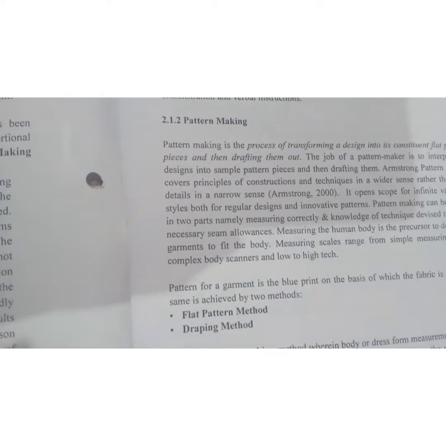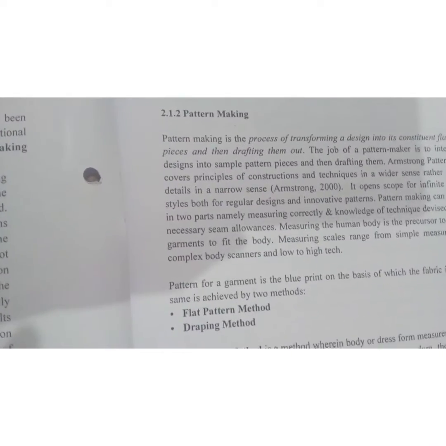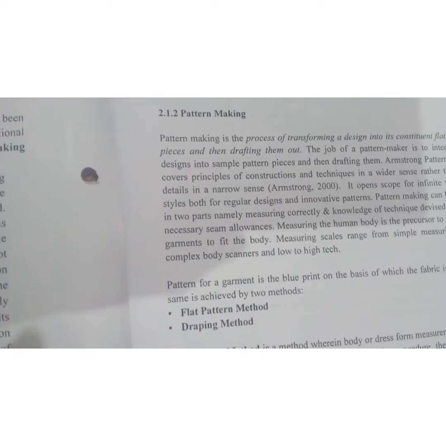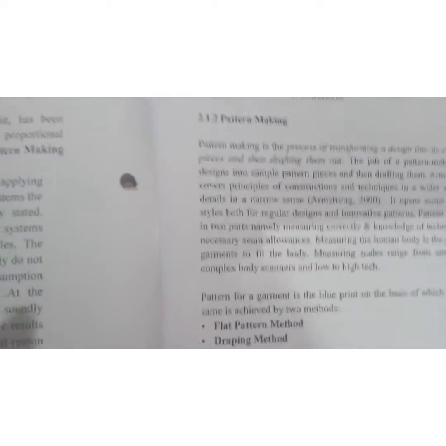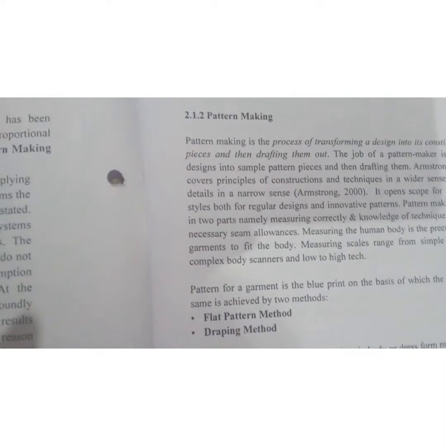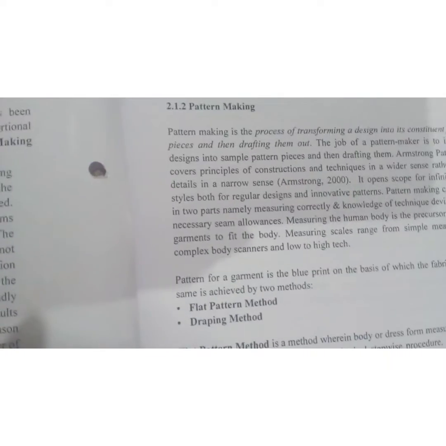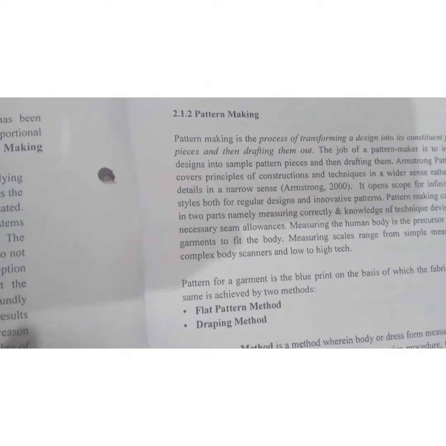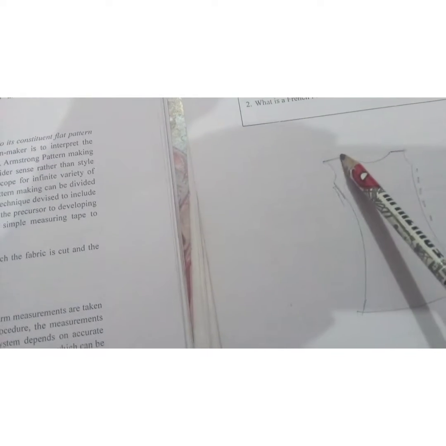So you have to create a new design. A new design means a new dress. Here we go through new garments, new designs. This is the way. So pattern making is a process of transforming a design into constituent flat pattern pieces. Initially flat pattern, then drafting them out. Drafting means initially the block for your design. Here the main parts are the neckline, the armhole, the shoulder, the armhole, the waist down to the hemline.